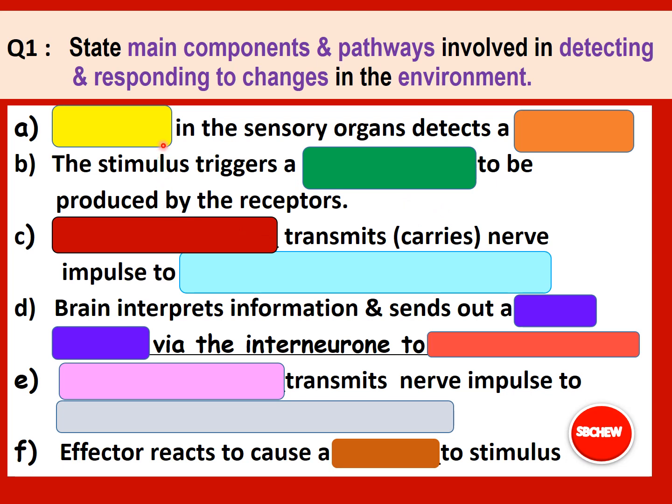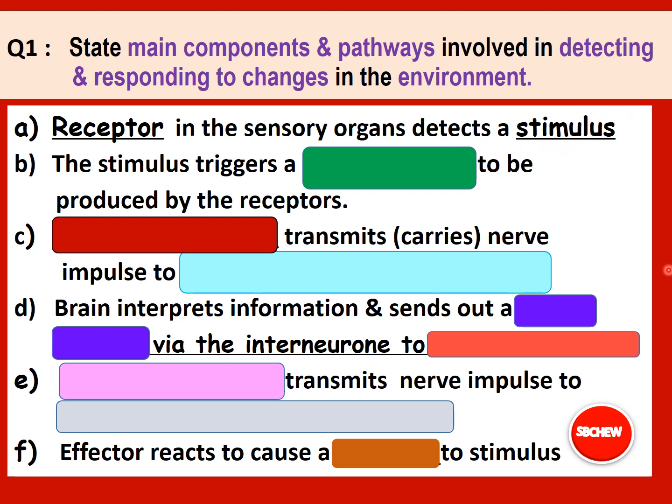The first one, what cells in the sensory organs will detect the changes? Yes, it's the receptor, or the receptors in the sensory organs. Detect now the change is called what? Stimulus. So the stimulus will trigger a what to be produced by the receptors? Yes, nerve impulse. All right.